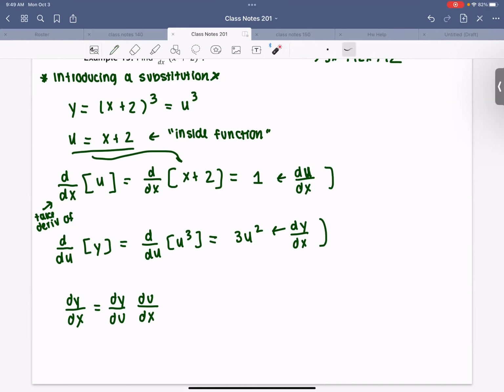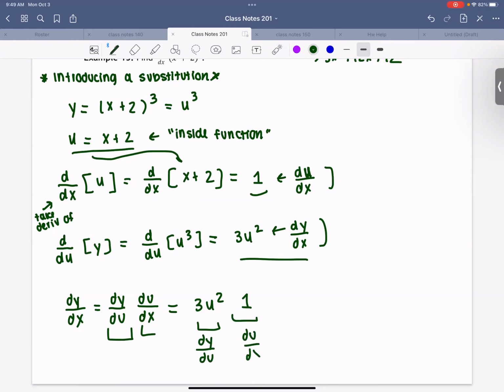The u's cancel each other out eventually, right? So I can rewrite this as this because the u's cancel out. Well, I know what dy du is because I just found it. That's 3u squared. And I know what du dx is because that's 1. So that is dy du, and that's du dx.